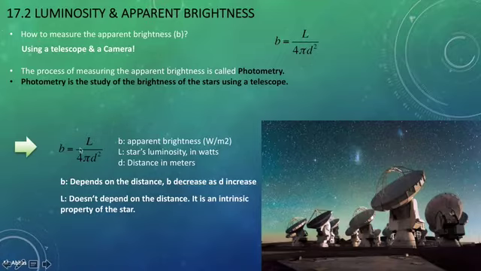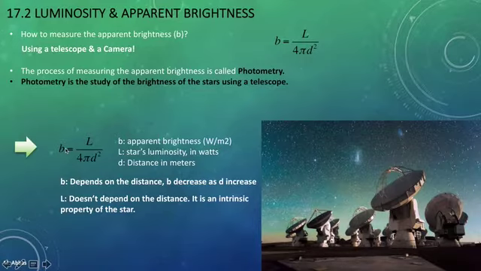Now if I go back and look at this equation, you see there are three unknowns. I have the B, apparent brightness, I have the L, the real brightness that we called luminosity, and I have D, the distance. If you have a telescope and you point it towards a star, your telescope will give you this term, B.